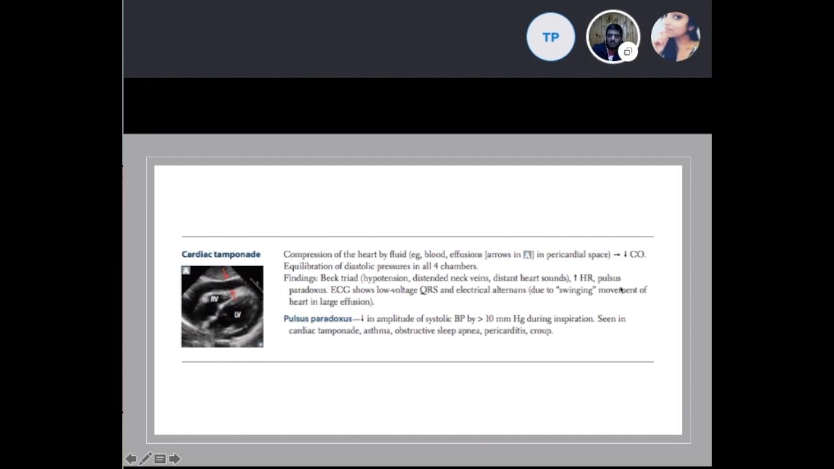And it's due to the swinging movements of the heart and a large effusion. And pulsus paradoxus is a decrease in the amplitude of the systolic BP greater than 10. And it can be seen in other things such as asthma, obstructive sleep apnea. So just keep that in mind.